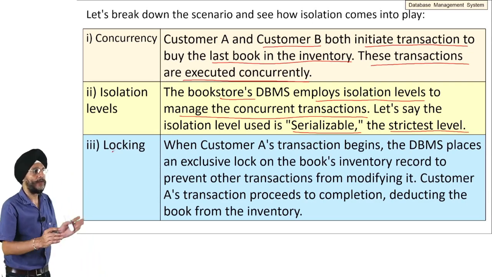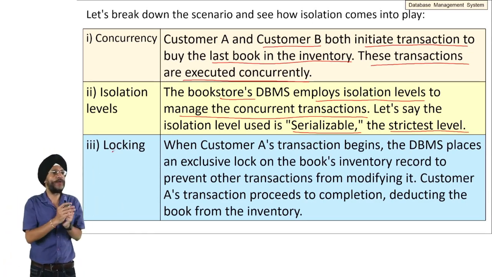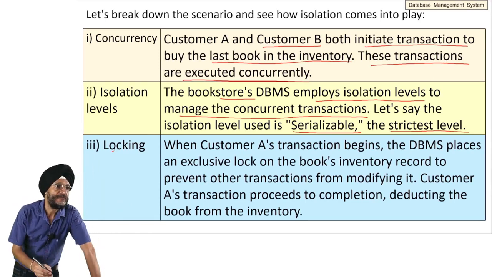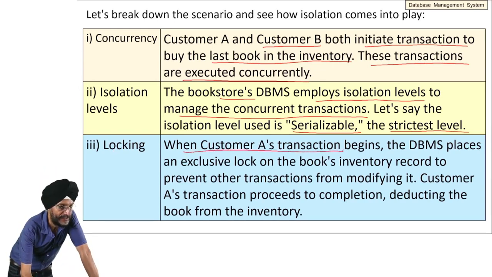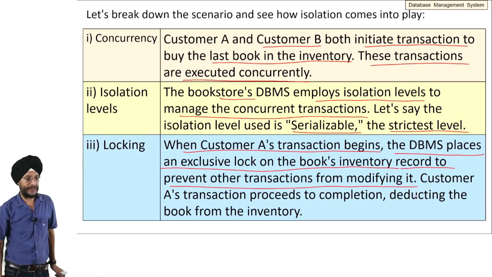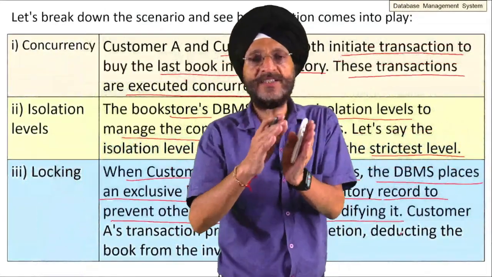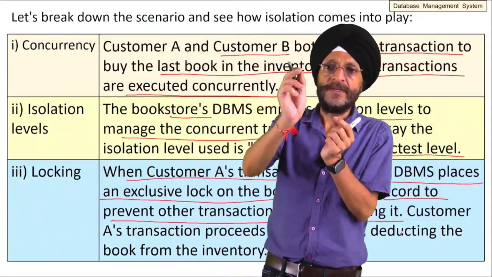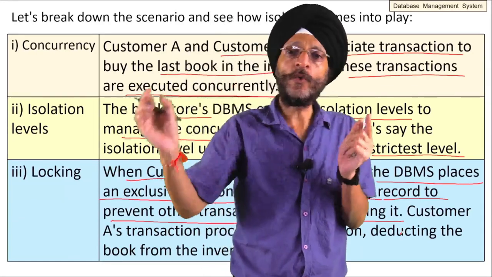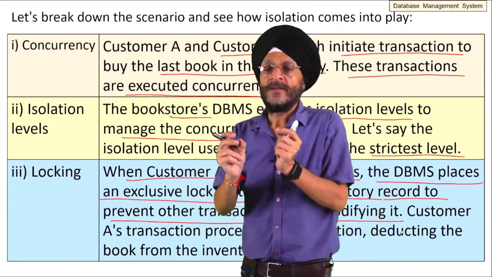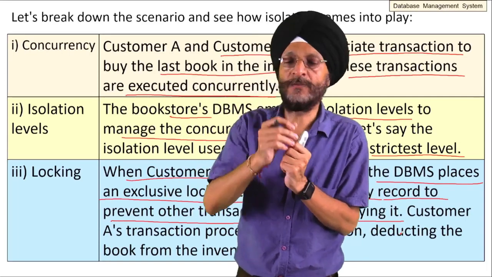We have also learnt about the read lock and write lock. You can also learn about the same from our previous course. When the customer A's transaction begins, the DBMS places an exclusive lock on the book entries inventories record to prevent other transactions from modifying it. That is, when the transaction of A is going on, the DBMS system puts a lock on the inventory of the book. That is, no other person can place the order for the said book.